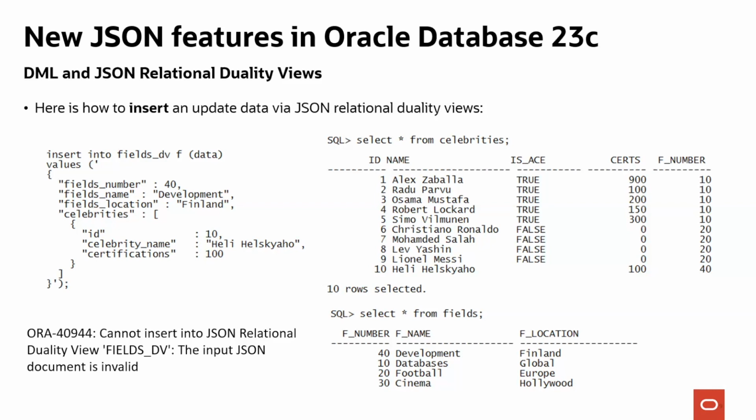And if you want to check that this really happened within the database, you can use standard SQL on the right side to confirm that we have a new person which was added to the table celebrities, and we have a new view called development with number 40 on the right side. So you can do it using values which are a standard JSON document.